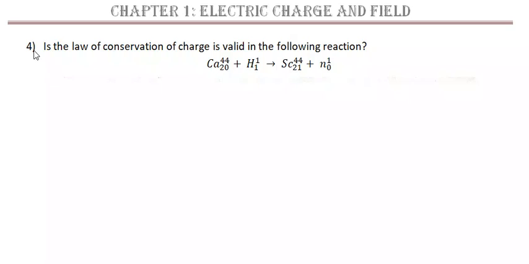Hello everyone. Today we will solve the fourth numerical of chapter 1, Electric Charge and Field. The statement of the numerical is: the law of conservation of charge is valid in the following reaction. The reaction is calcium 44, 20, which reacts with hydrogen, and the daughter nuclei are scandium 44, 21 and n, 1, 0, that is a neutron.